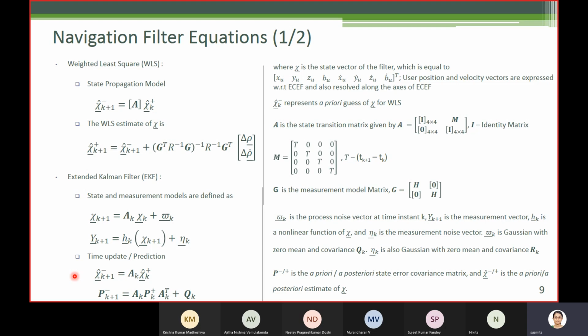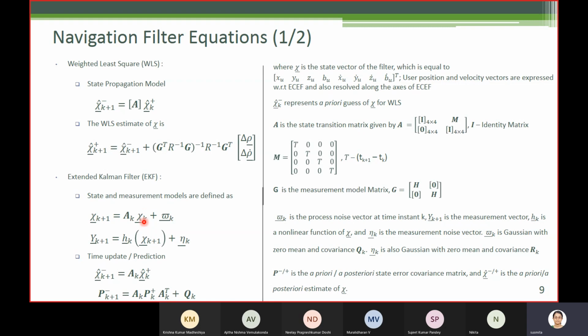Then we just need to apply the filter equations. We have got the measurement model, the linearized measurement model. Next we need to just apply the filter equations. So you can have either weighted least squares or Kalman filter, extended Kalman filter. This is the state space model. We want to estimate this.